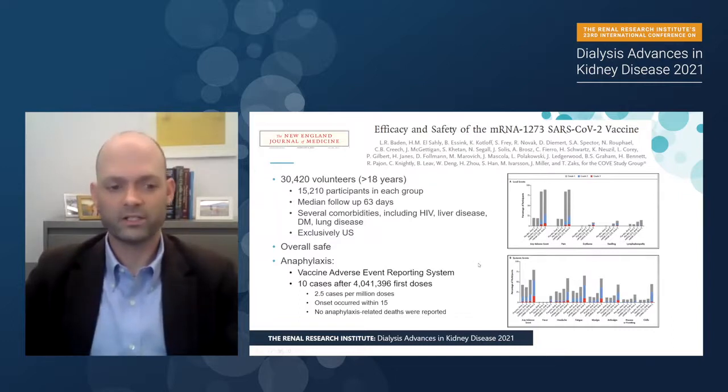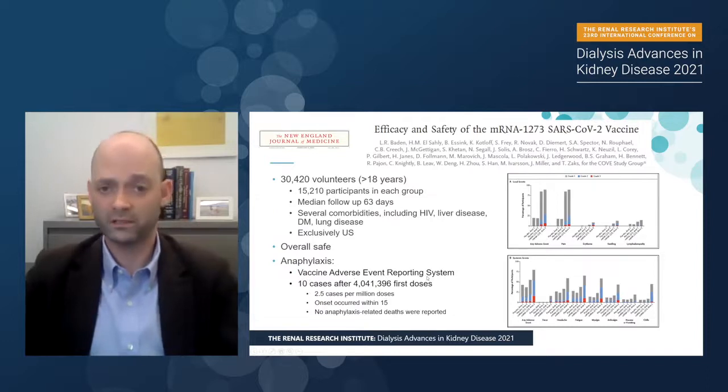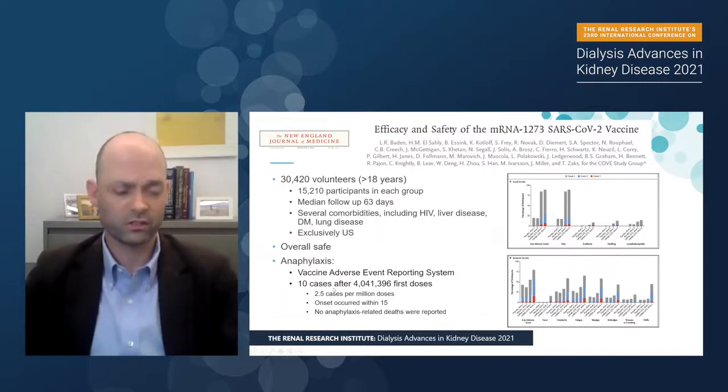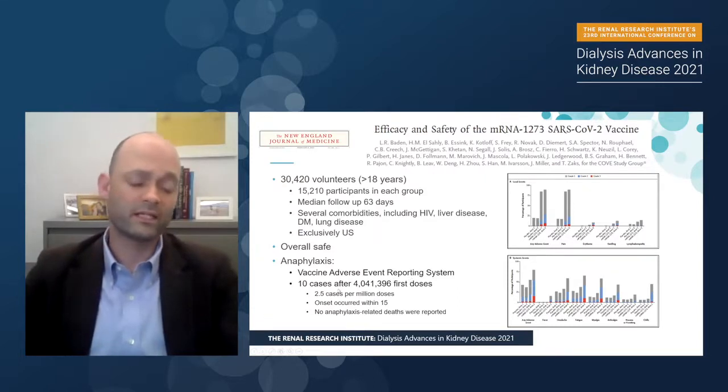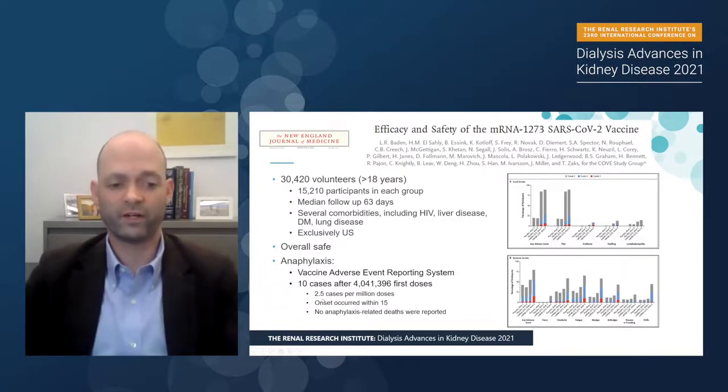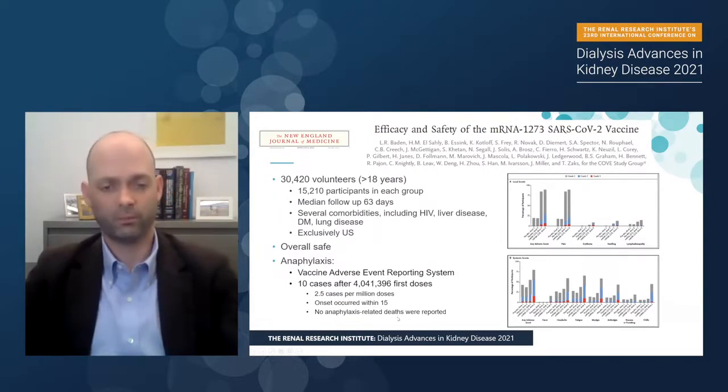Just like the Pfizer vaccine, however, post-approval through the Vaccine Adverse Event Reporting System, they did pick up cases of anaphylaxis, in particular after the first injection. And in this case, there were 10 cases after over 4 million doses, leading to a rate of 2.5 cases per million doses. The onset occurred within 15 minutes as well, and there were no anaphylaxis-related deaths reported after the Moderna vaccine.